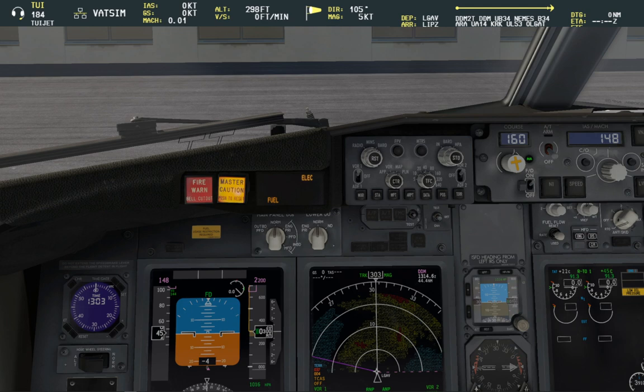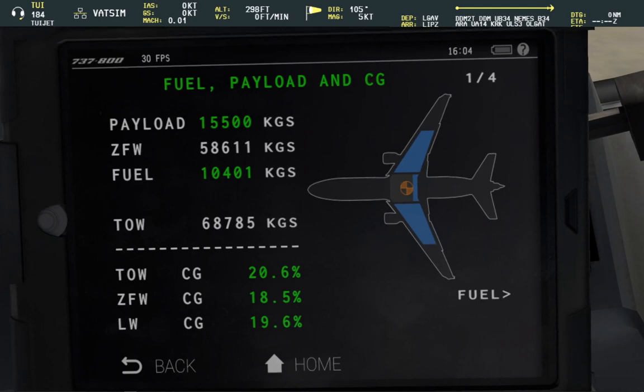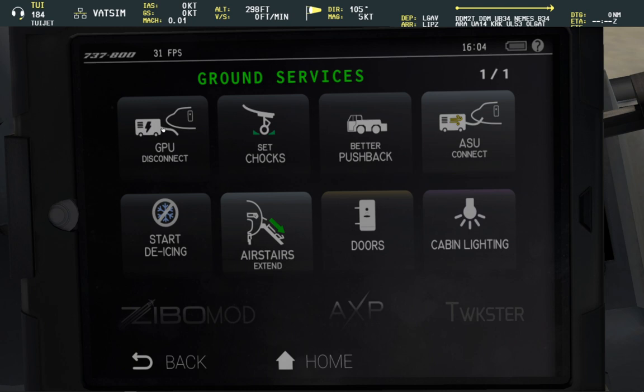So we're expecting DD Mon 1 Juliet or 2 Tango. Probably DD Mon 1 Juliet. So we can go here on ground services. The GPU has already been deselected on the overhead panel, so we can disconnect the GPU.